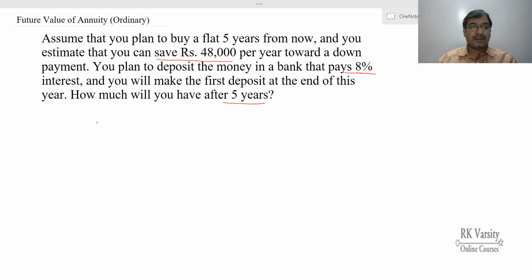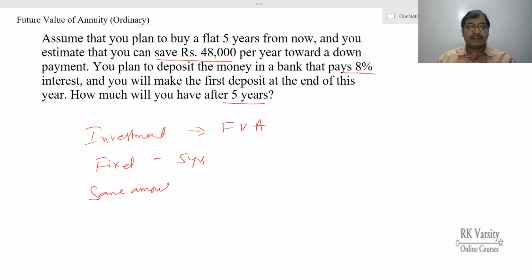Now here the things that you need to look at is, one is whether you are making an investment or you are receiving a revenue. So this is an investment. That means you need to calculate the future value annuity. Second is whether this is an annuity or not. Look at the time period. It is fixed, it is 5 years, and your saving is a similar amount or the same amount. That is every year you are saving 48,000.